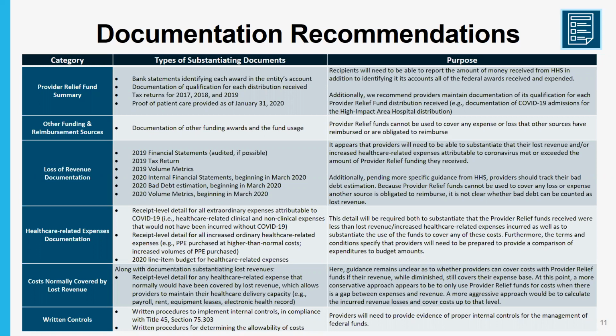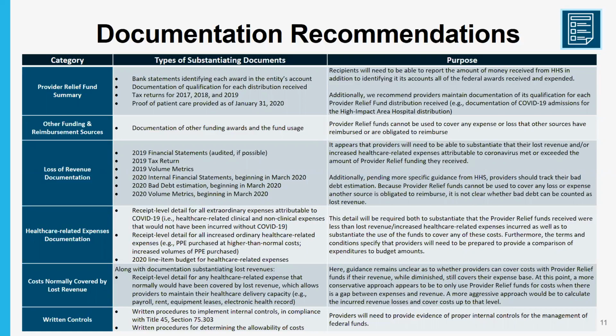Additionally, documentation of lost revenue. In the calculation guidance from HHS, they've provided for any reasonable method of estimating lost revenue, but specifically called out a year-over-year comparison or a comparison to budget. So gathering materials that will substantiate those kind of clearly defined calculations, tax returns, volume metrics, internal financial statements, those types of materials that will allow you to very clearly walk HHS through how you arrived at your calculation.